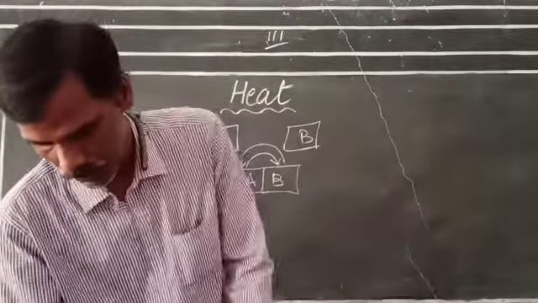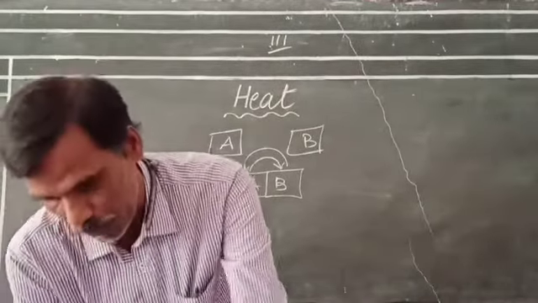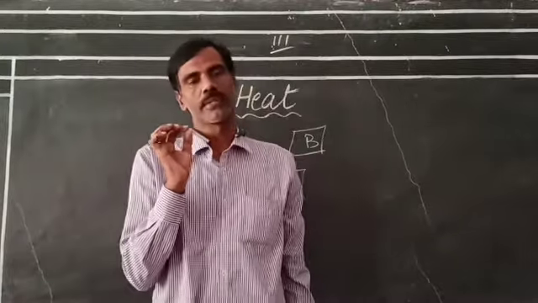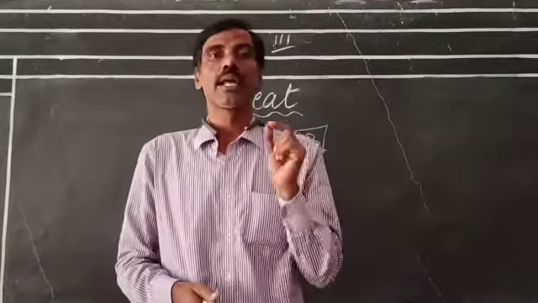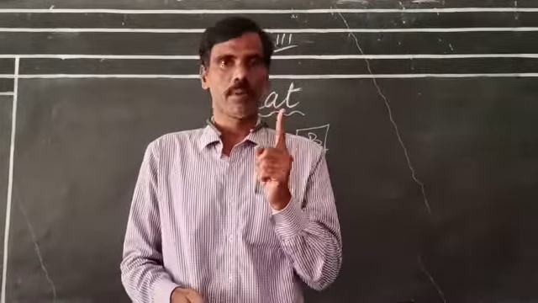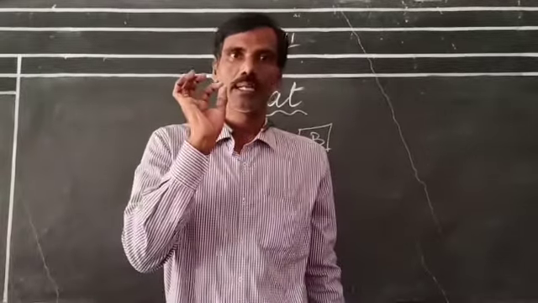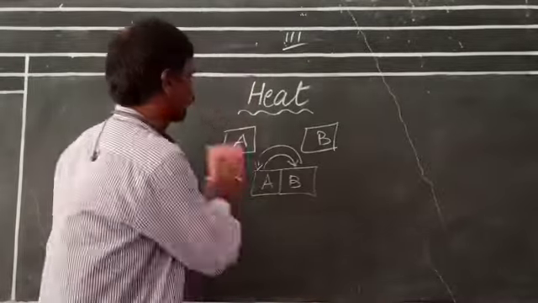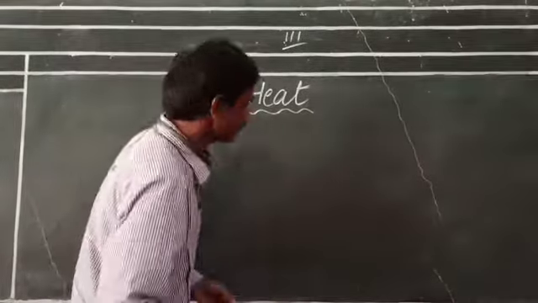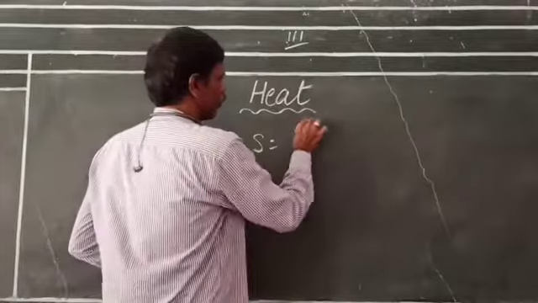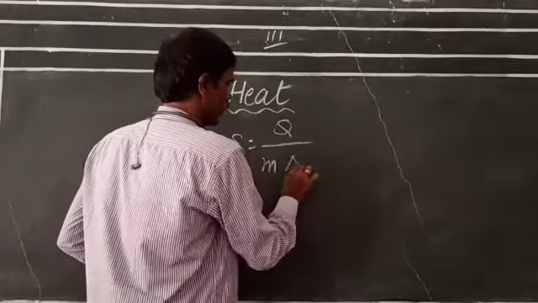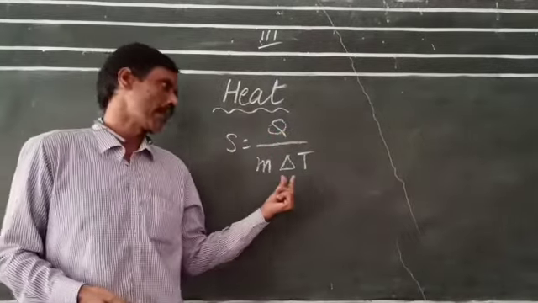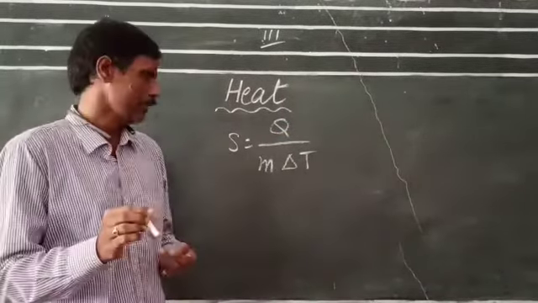Next, here we discuss one more topic, that is specific heat. Specific heat is the quantity of heat required to raise the temperature of 1 gram of substance by 1 degree Celsius. Specific heat is measured with the formula S equals Q by M into delta T, where Q is the heat energy, M is the mass, and delta T is the change in temperature.